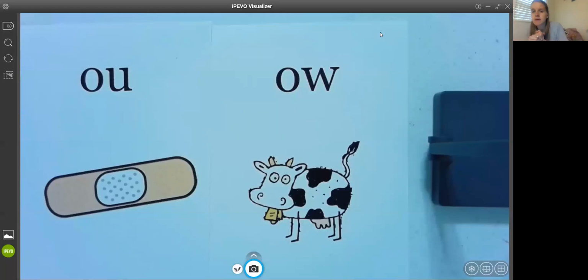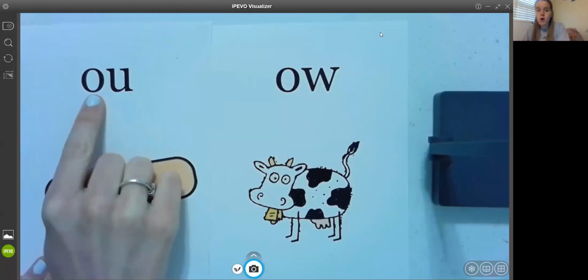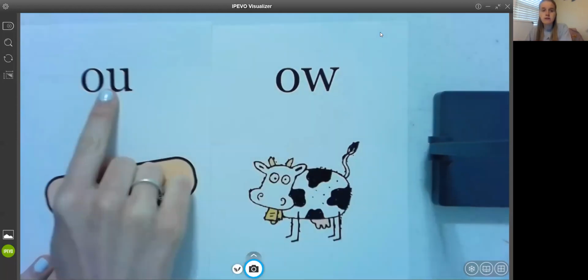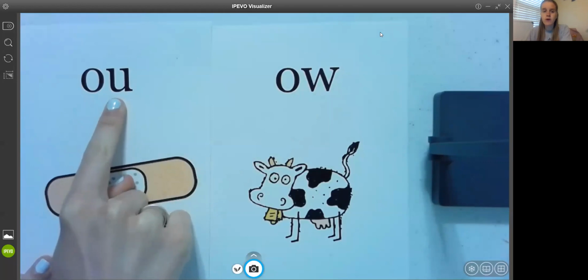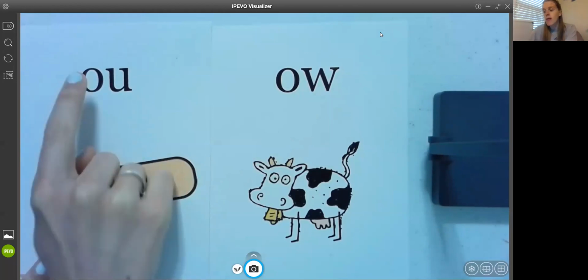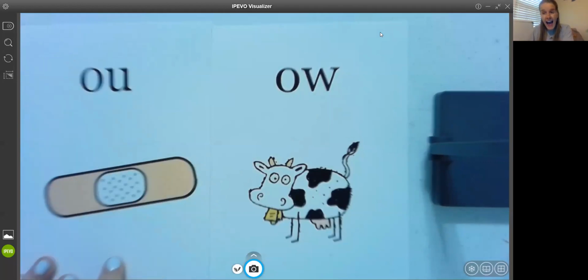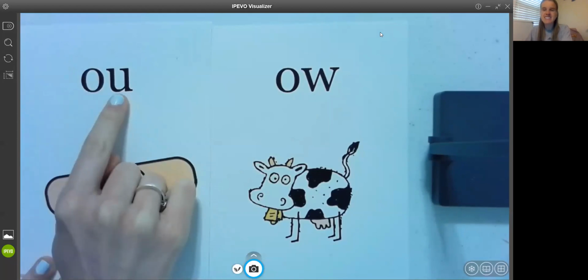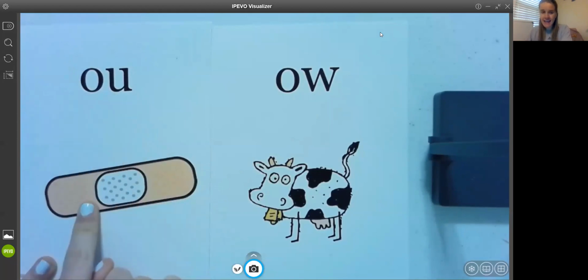This week we are learning about two new vowel teams. We're learning about OU and OW. So OU, our key word for OU is ouch. So it's OU, ouch, ow. So when we see OU, it's going to say ow, like ouch.